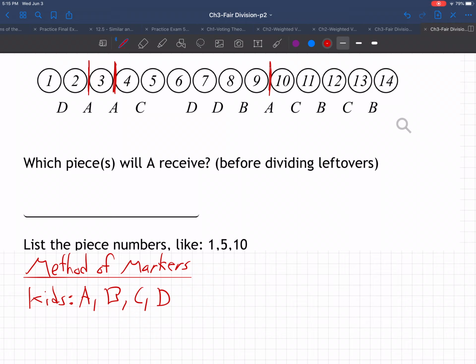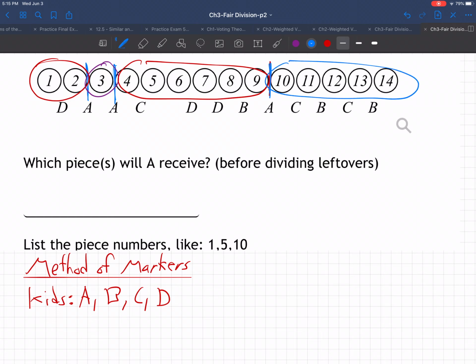Kid A is saying, among these 14 candies, child A broke it up into 4 sections. Maybe different colors would be more helpful. So 4 different sections. There's one section, here's a second section, here's a third section, and here's a 4th section. That's what child A is saying. Child A is saying, I will be happy with any of those 4 sections.